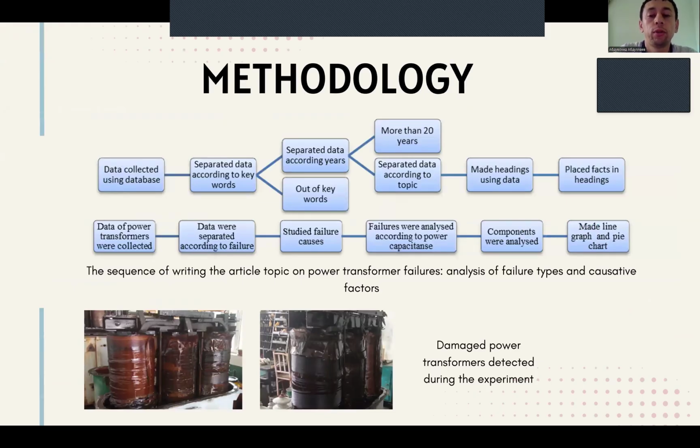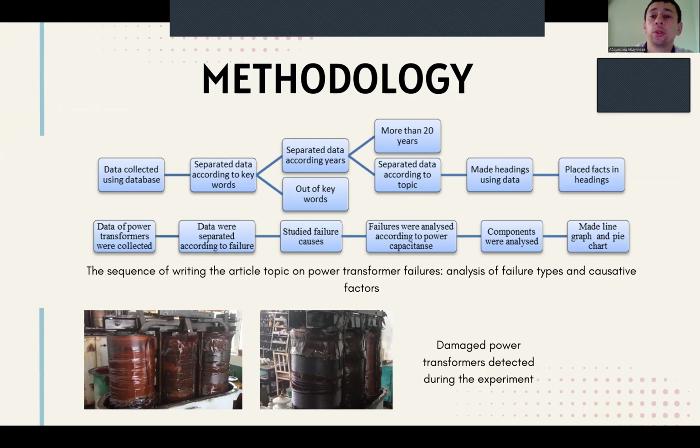When it comes to the methodology part, this figure shows the sequence of writing the article on power transformer failures. At first, multiple research databases such as IEEE Xplore, ResearchGate, SpringerLink, ProQuest, Elsevier, and Google Scholar were chosen to construct the data in this analytic research work. Data was collected from databases using keywords such as failure, power transformer faults, diagnosing methods, and others. Among this collected data, articles published in the last 25 years were selected. And among these articles, more than 200 articles were reviewed, and more than 60 articles relevant to the topic were selected for use.